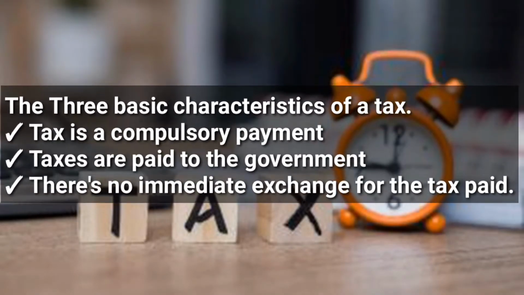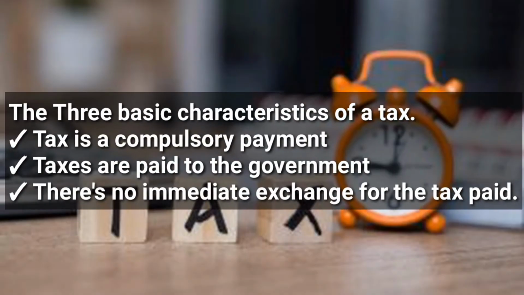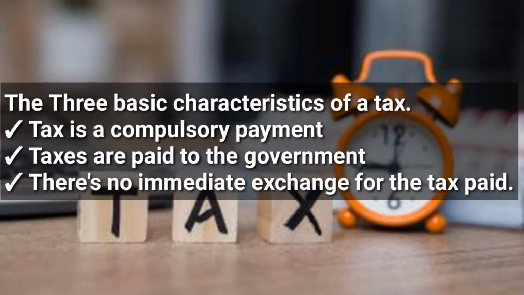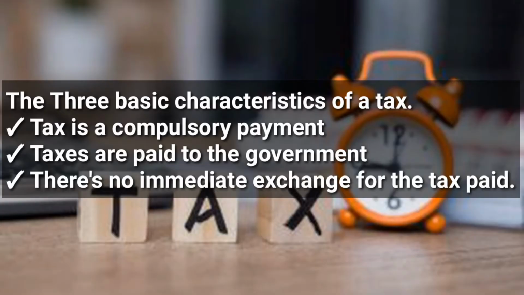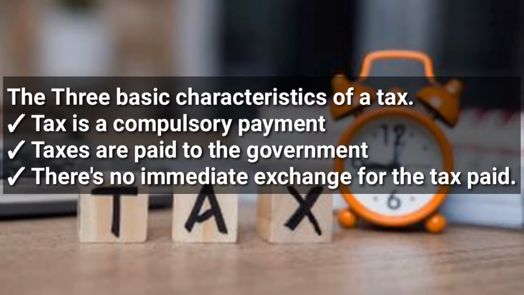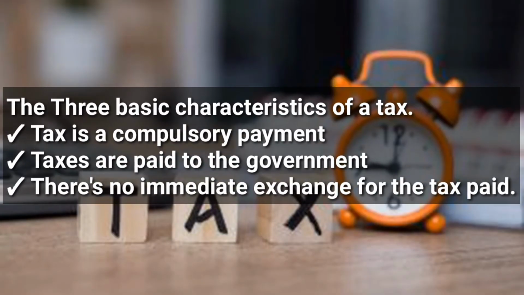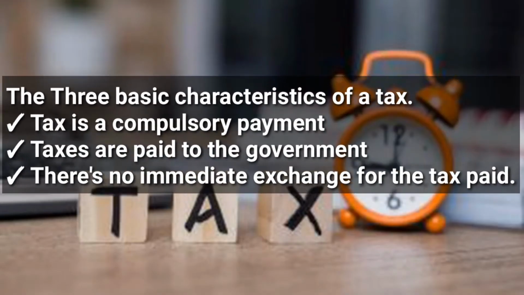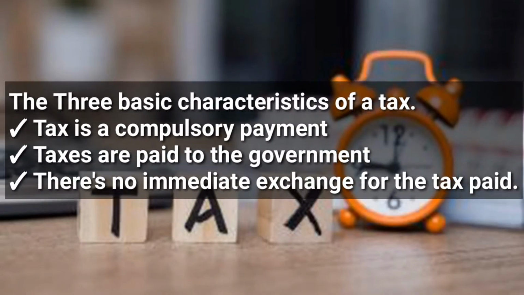And those are the three basic characteristics that differentiate a tax from other forms of payments. First is that a tax is a compulsory payment. Secondly, taxes are paid to the government. And thirdly, there is no immediate direct exchange for the taxes paid.